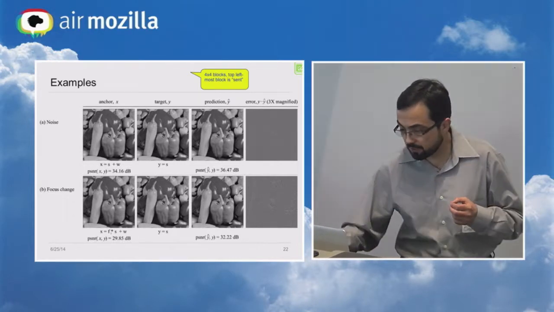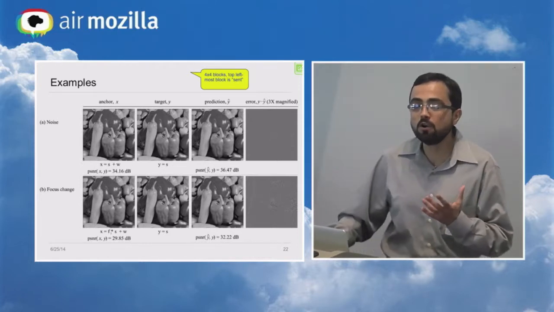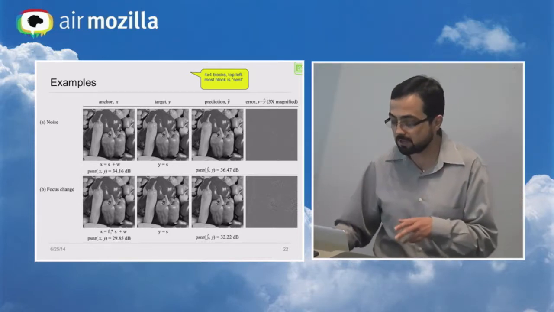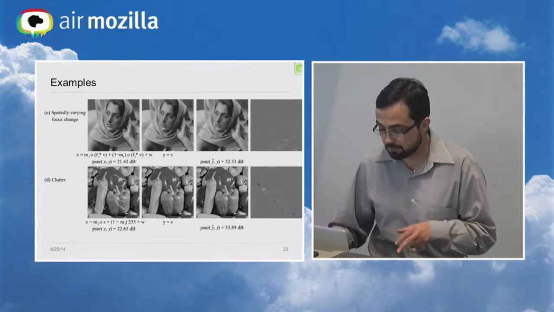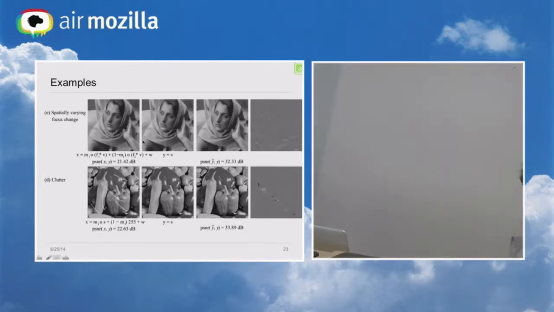Let me move on. Generally, doing these deblurring problems is more difficult than doing blurring problems. So let me show an example of this. Let's see if this is visible here.